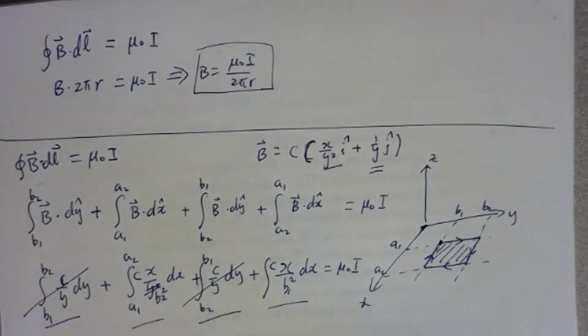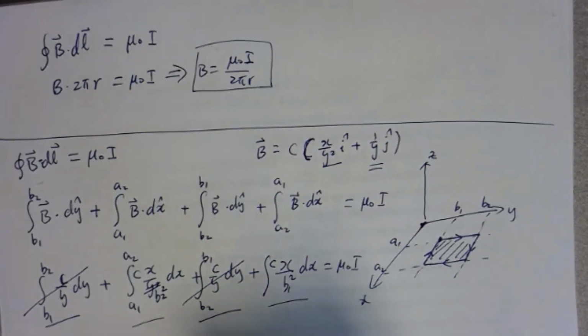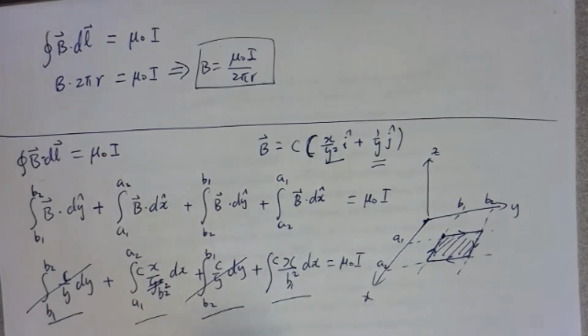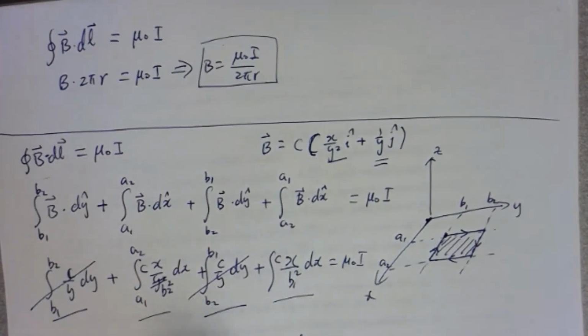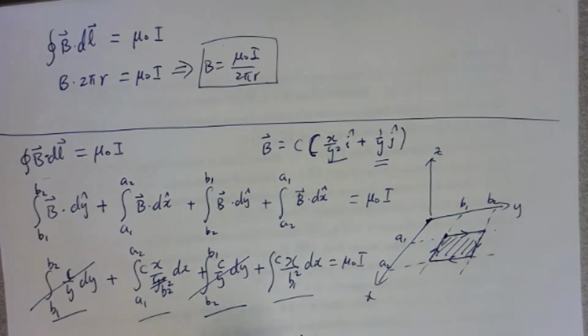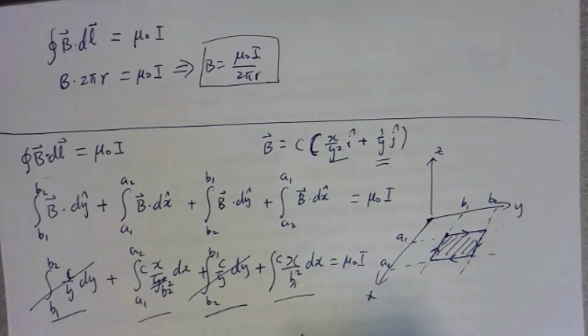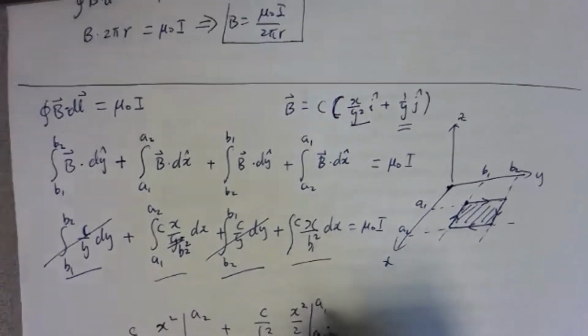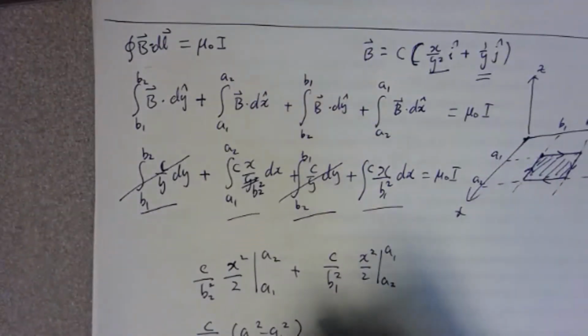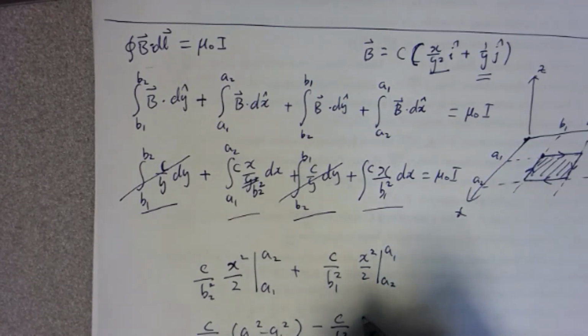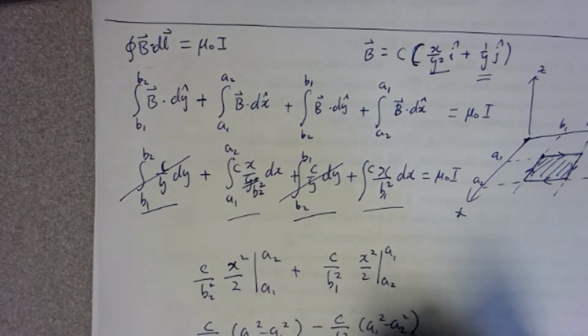So we'll have the same c over b2 square. I'm going to put 2 in here, and then a2 square minus a1 square, okay? And plus pretty much the same, but b2 becomes b1, and then a1 and a2 will flip. So then you'll have a1 square minus a2 square. So this will be like minus c over b1 square of a1 square minus a2 square, okay?